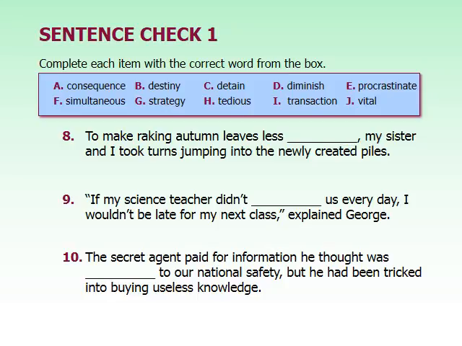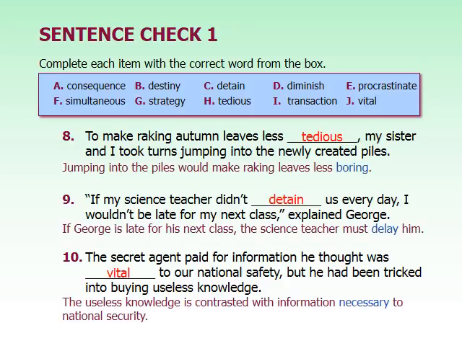If my science teacher didn't blank us every day, I wouldn't be late for my next class. So the science teacher is the class before. So what would the person have to do to make someone late? The secret agent paid for information he thought was blank to our national safety, but he had been tricked into buying useless information. Right? So he thought it was very important, but it turned out to be useless. So what's the word for very important?